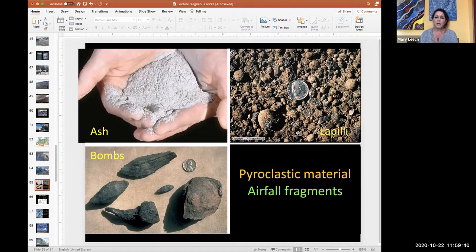A block would simply be a piece of rock that was solid when it was erupted. So it's just a hunk of rock. It doesn't look any different from any other rock you might pick off the ground, random sides. It doesn't look streamlined like this.